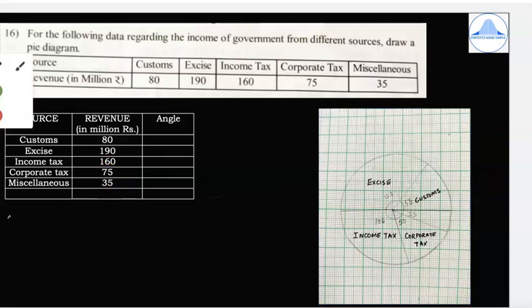Now, the first step is that we have to find out the total revenue. So, when you add up all these values, you will get the total as 540. So, here let me write the word total.